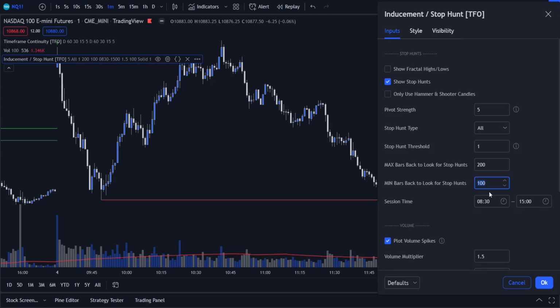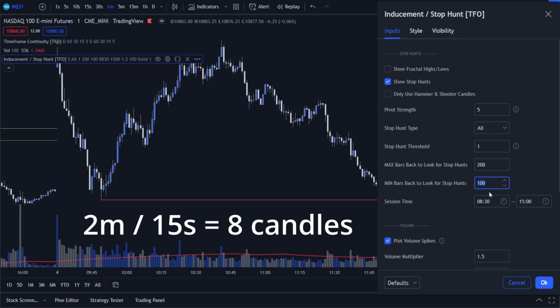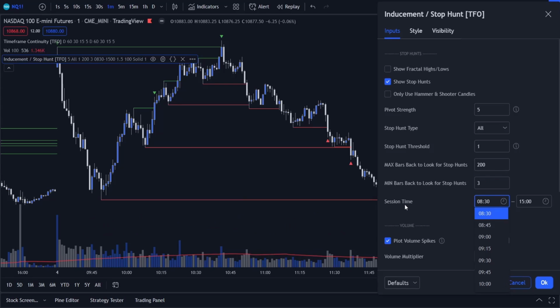And I just find this helpful for when I'm looking at super low time frames like a 15-second. If I was on a 15-second chart and I only wanted to look at stop hunts from pivots that were created at least 2 minutes ago, then I would set this to 8. And session time is pretty self-explanatory. It's just when do you want to see all this stuff on your chart. You can set it from midnight to midnight or just have it during the real trading hours.